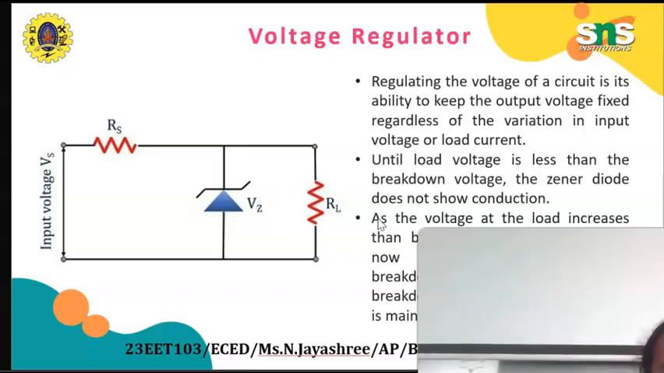Until the load voltage reaches the breakdown voltage, the Zener diode does not conduct. As the voltage at the load increases, the Zener breaks down and the device starts conduction in the breakdown region. Thus the breakdown region is maintained and a constant voltage is maintained.